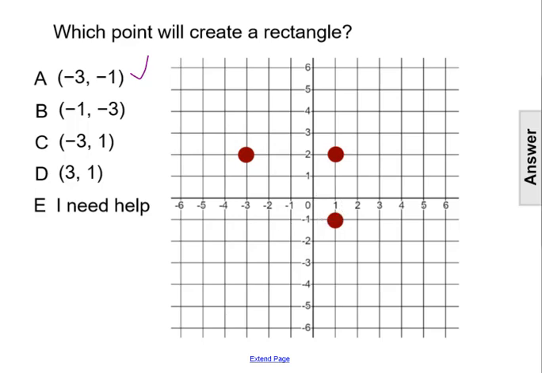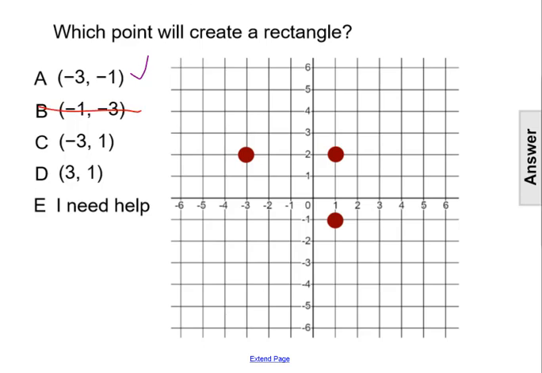We would have choice B is -1, -3, so that's 1 unit to the left and 3 units down. If I connect those points, automatically I can see that I have one right angle, but the other angles are not right angles. They're not 90 degrees. They're not creating that box. So choice B is definitely not going to work.